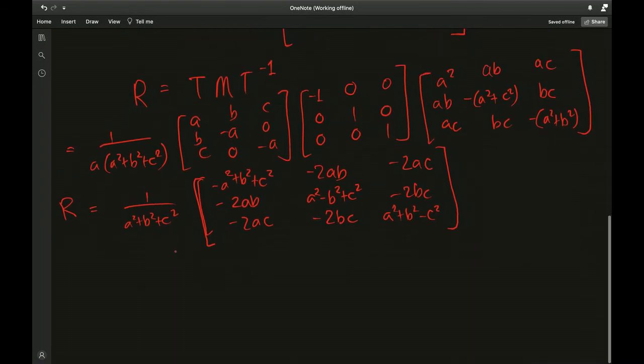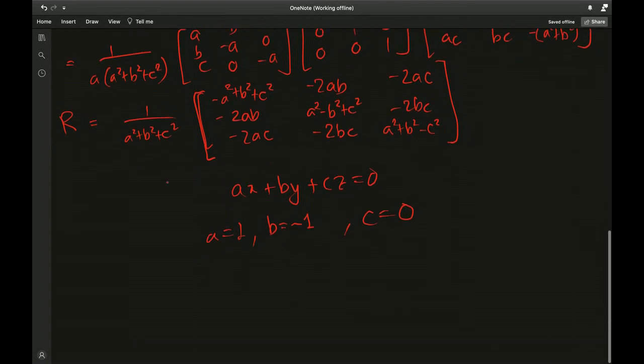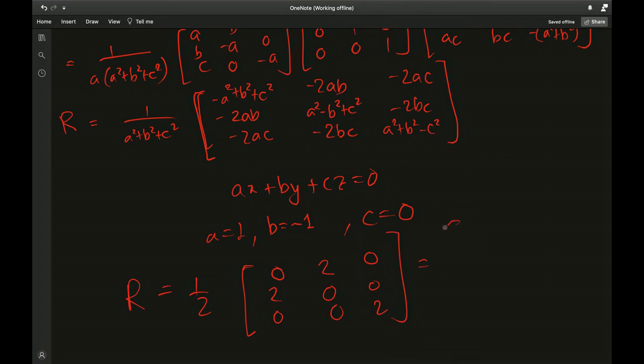Now let's just test this. We had this for a general equation of a plane. Now if we want to reflect along the line y equals x, we'll need c to be 0, a to be 1, and b to be negative 1 for that to occur. And if we plug everything into this formulation, we have half, and then 0 2 0, 2 0 0, 0 0 2, which on dividing will become 0 1 0, 1 0 0, 0 0 1.